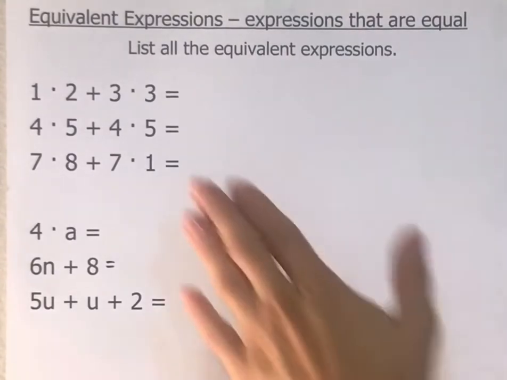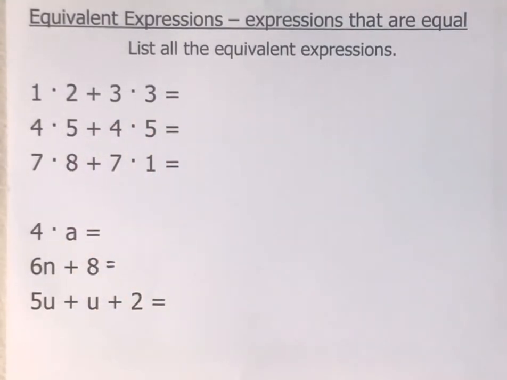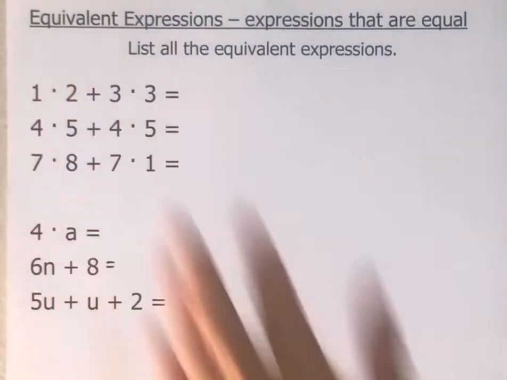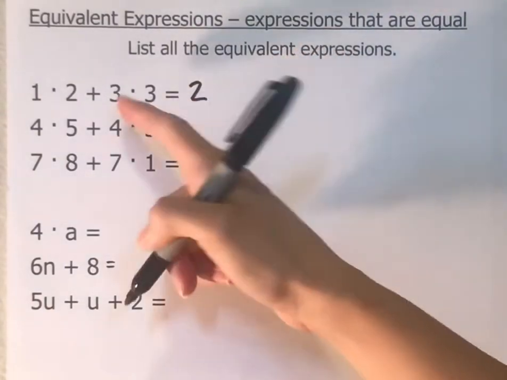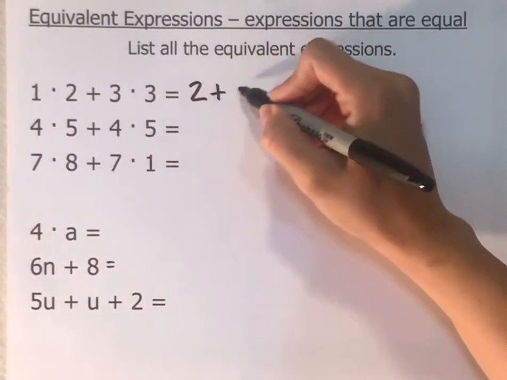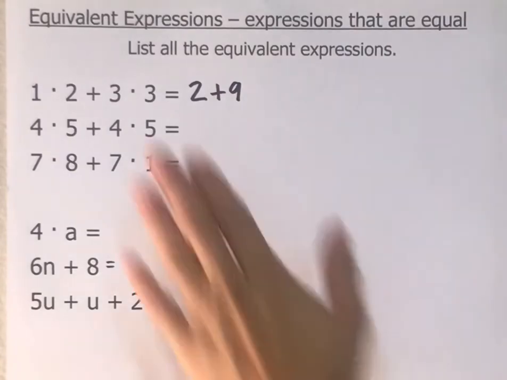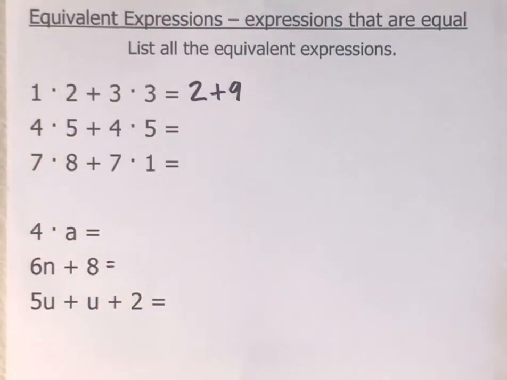We're going to list as many equivalent expressions as we can. I'm going to list a few. There might be more than the ones that I list, but I'm going to try to list at least 3 or 4 that could be equal to that. One that's very simple is where you would simplify this. So 2 times 1 is 2, and 3 times 3 is 9. So 2 plus 9 is equivalent to this particular expression.